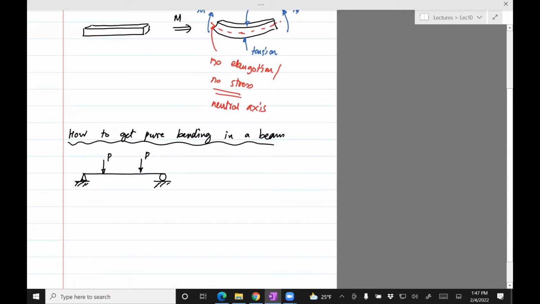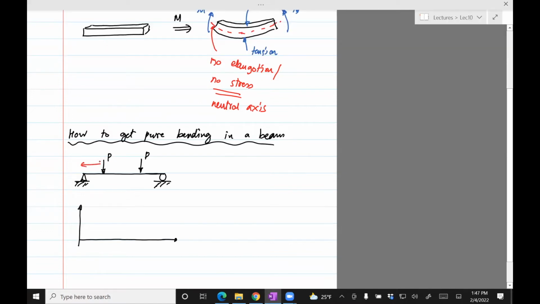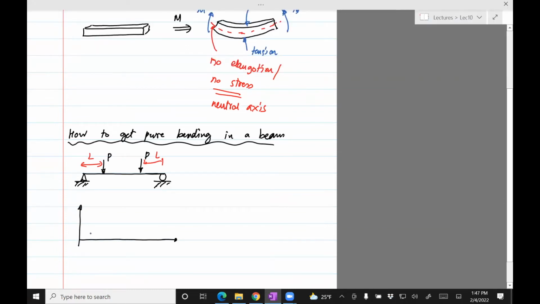Given this setup, you can draw the shear force diagram. It turns out that you can write the reaction forces, but if the distance from where the load P is applied to the left side is the same as the distance of the load P on the right side, so let me put L and L to be the same thing. This is L and this is L. Provided these are the same, you will see that the reaction force on the left side is P upwards and it's P downwards.